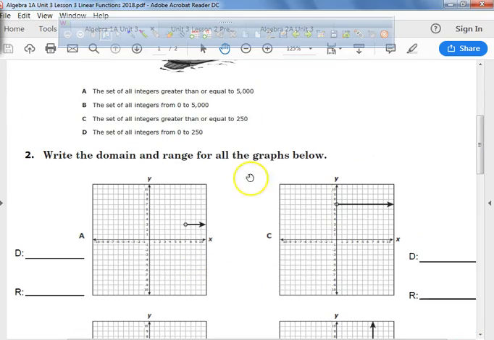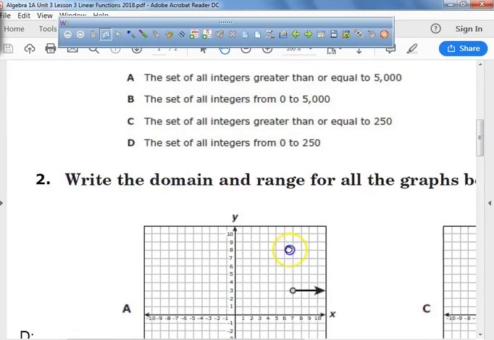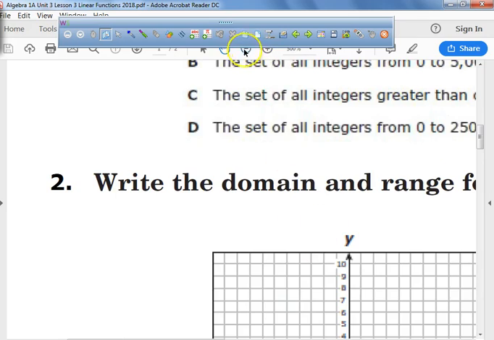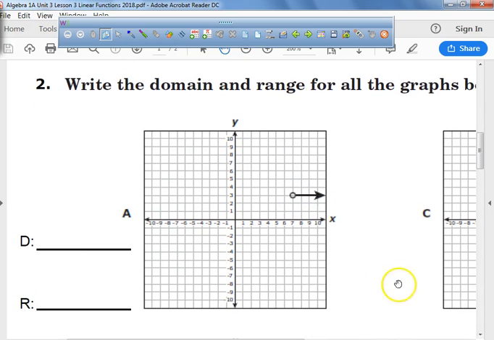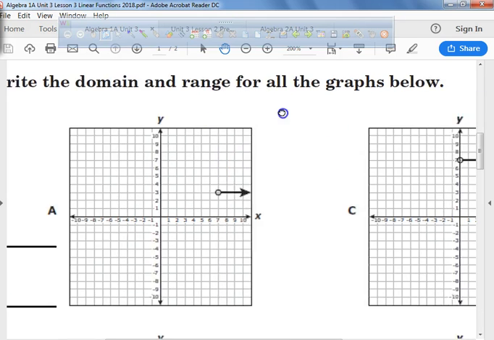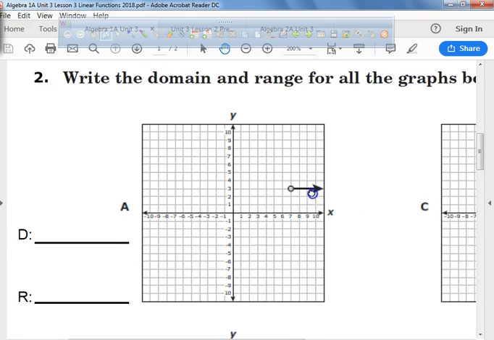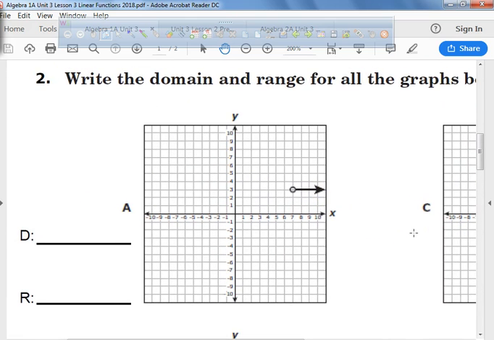All right, everybody, what we're going to be doing right now is practicing domain and range before we practice slope the rest of the day. Okay, so here we go. We have a line, an equation that goes just to the right. It says write the domain and the range for all the graphs below. So we're going to write the domain and the range.